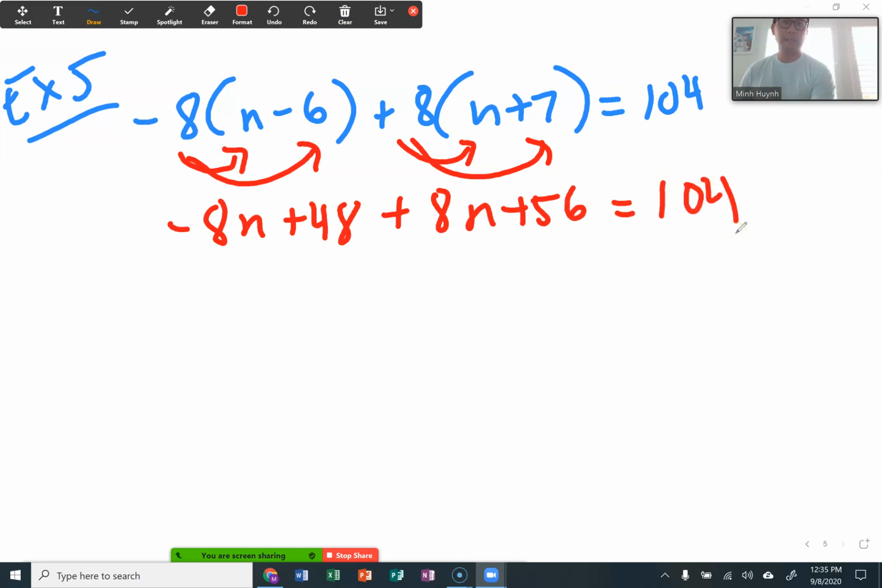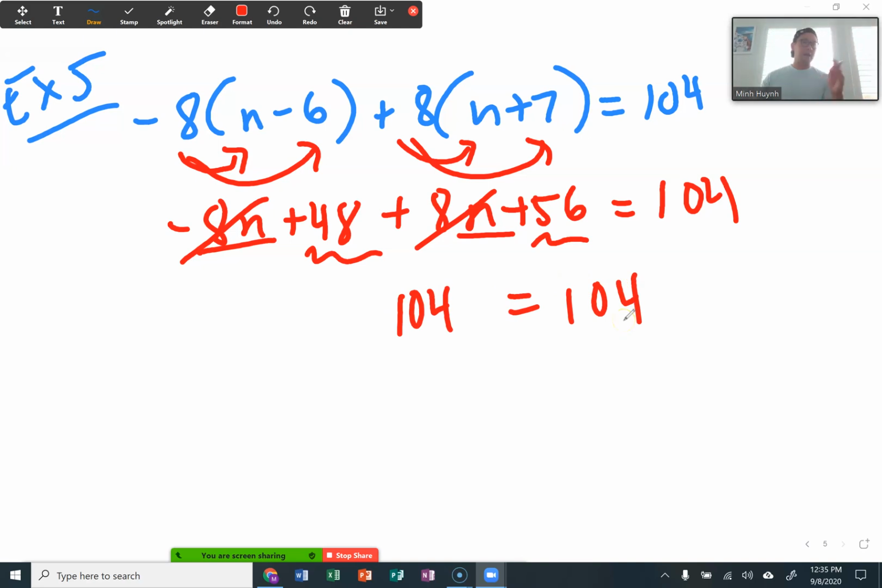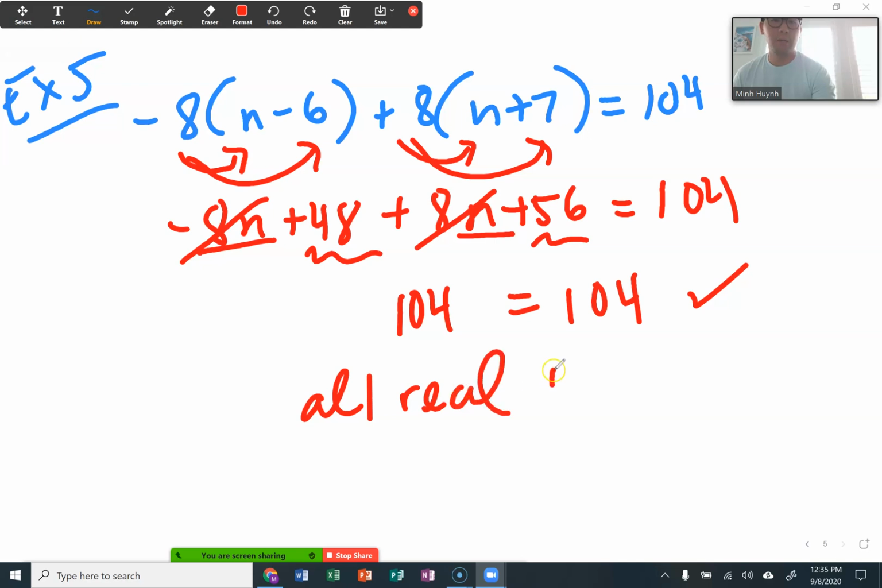And what happens is the same thing. These two are going to cross out, right? Leaving the 48 and the 56 to be combinable. So that's going to be 104 is equivalent to 104. And it's kind of funky still that you don't have the variables available to solve. So you have to ask yourself this question: are the left and the right side both equivalent to each other? And this statement holds true. And because it holds true, this would be considered all real numbers. All real numbers, which is awesome.